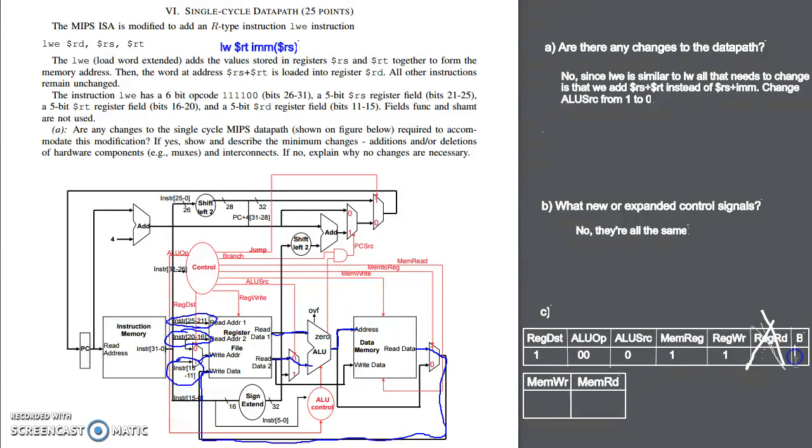Okay, and then branch, we don't branch at all, so that is 0. And then memory write, we're not writing to the memory, but we will be reading from the memory. So memory read is 1. Okay, and that's all you've got to do for this problem. You don't have to change anything, you just have to change a couple of control signals around.